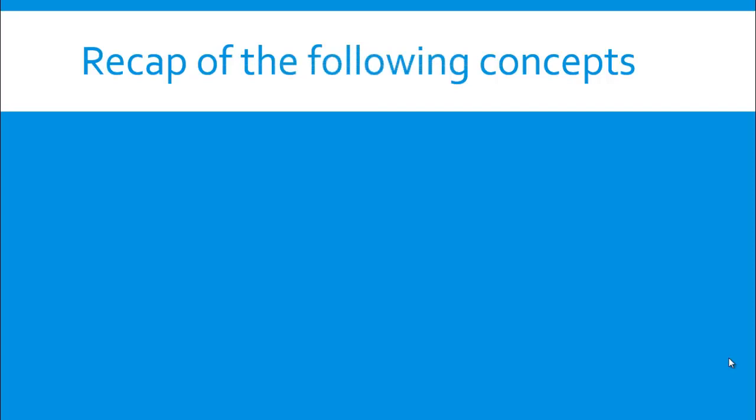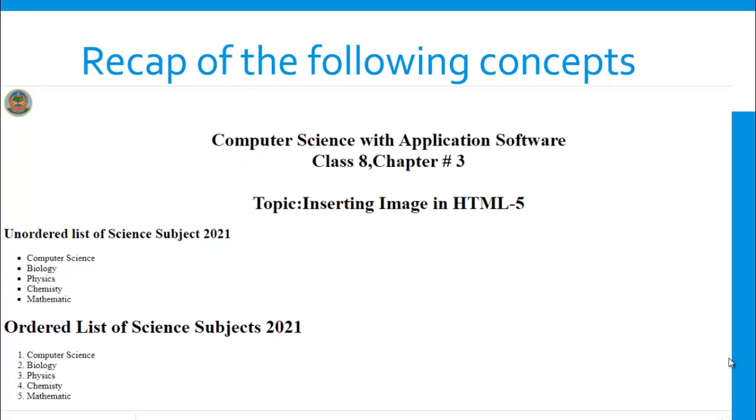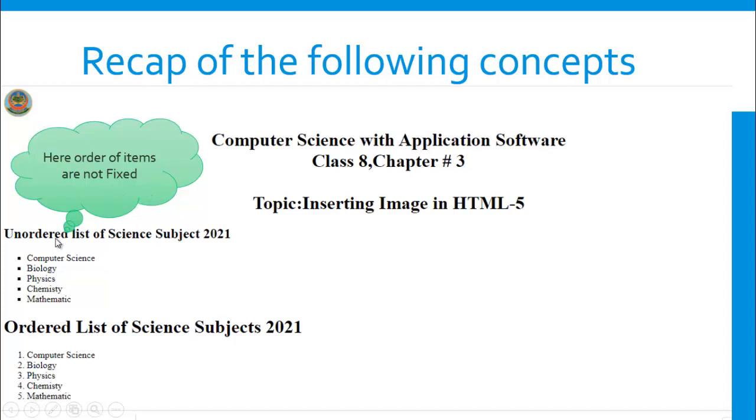Now this is the recap of the following concepts. I have designed this all: computer science with application software, class 8, chapter number 3, topic, inserting image in HTML5, ordered list and unordered list. This is the example of an unordered list on the left side over here. Here the order of the items is not fixed. Can you see over here? These are the square boxes. Like I have listed here an unordered list of science subjects 2021: computer science, biology, physics, chemistry and mathematics. So these are called squares.